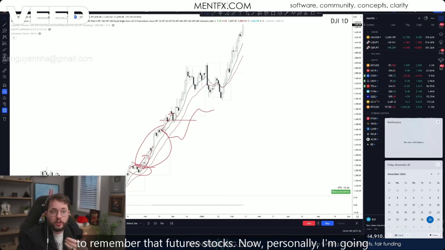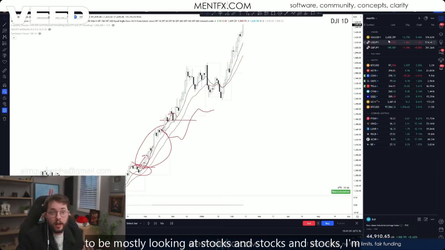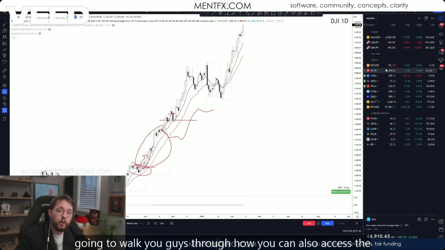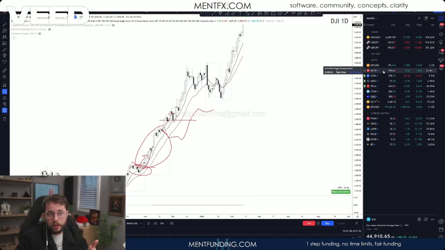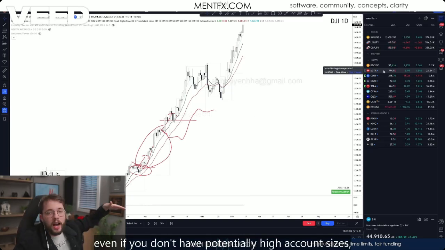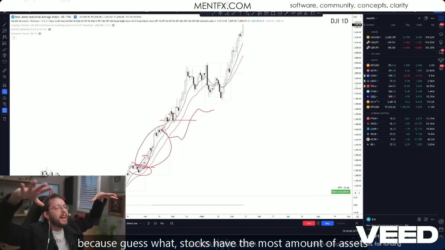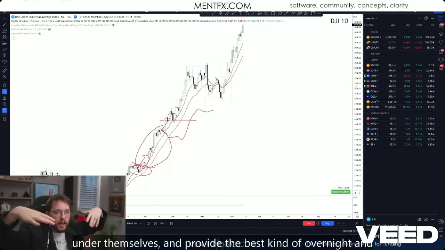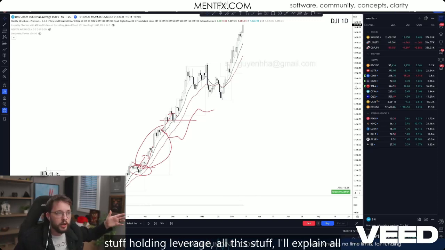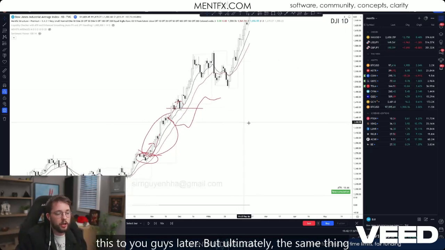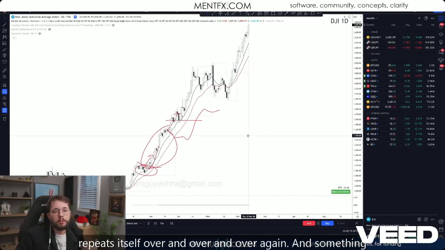Futures, stocks. Now, personally, I'm going to be mostly looking at stocks. I'm going to walk you through how you can also access and trade the same kind of markets, even if you don't have high account sizes, because stocks have the most assets under them and provide the best overnight holding, leverage, all this stuff. I'll explain all this to you later.